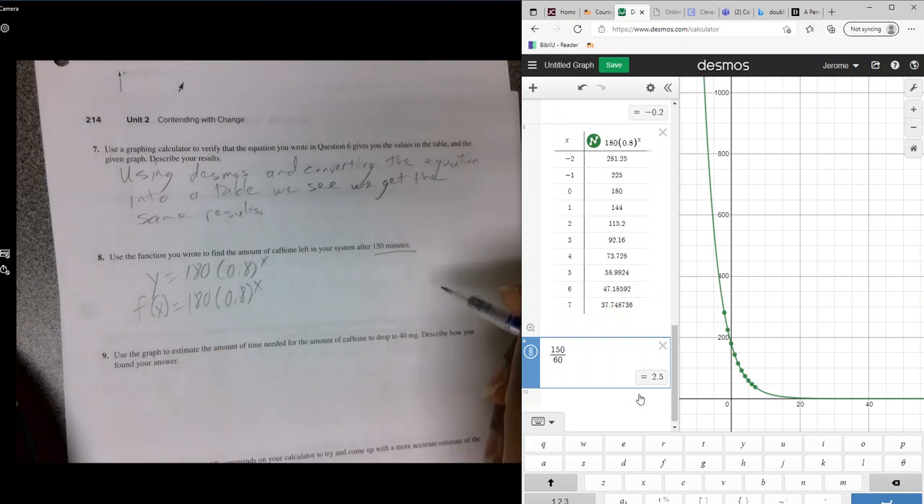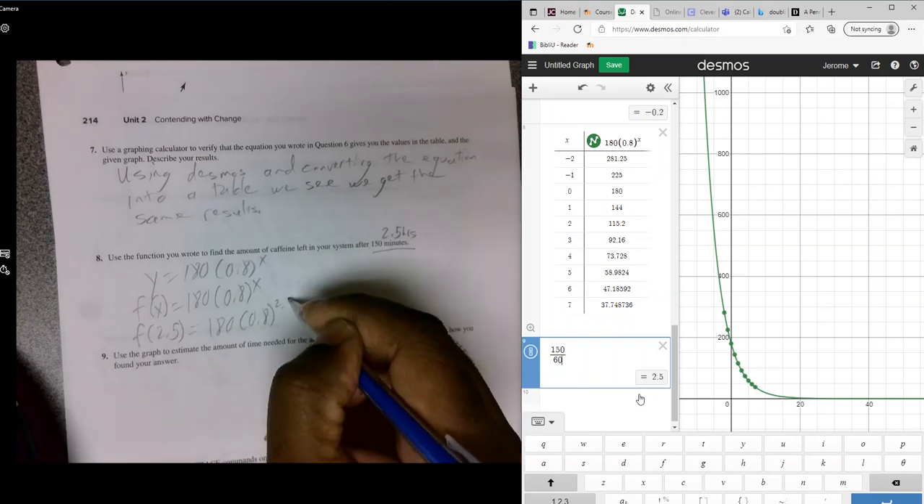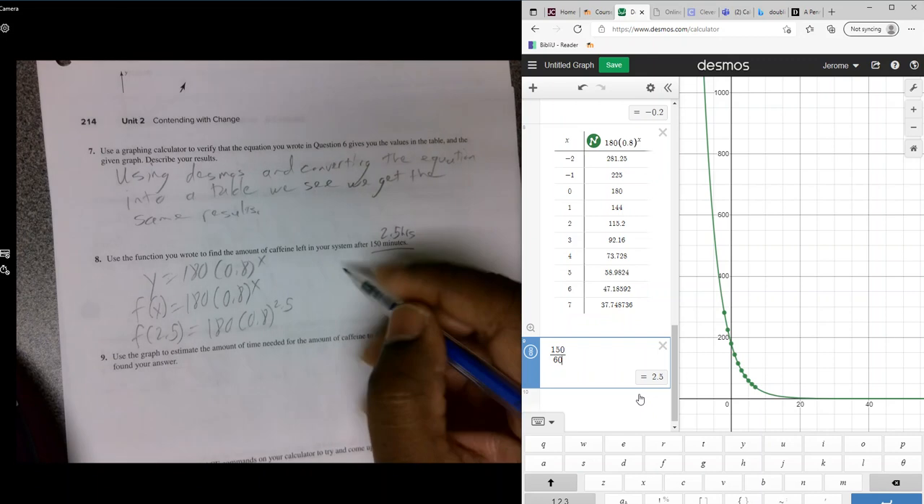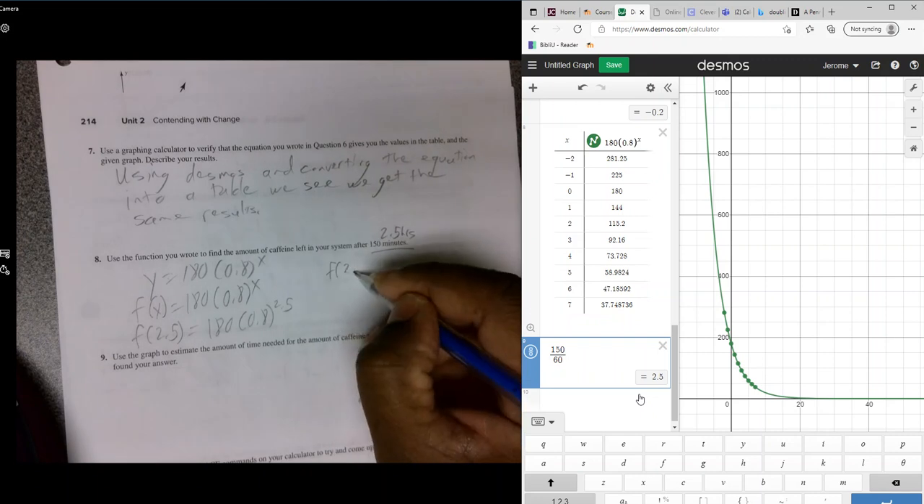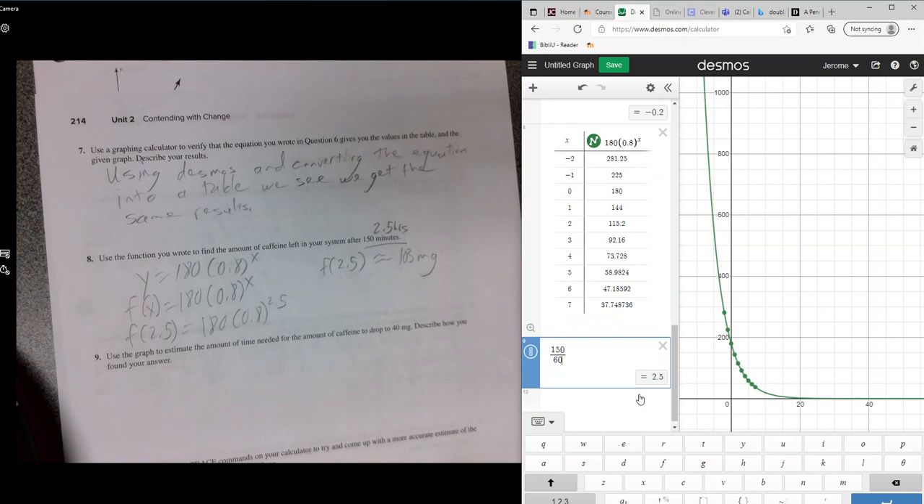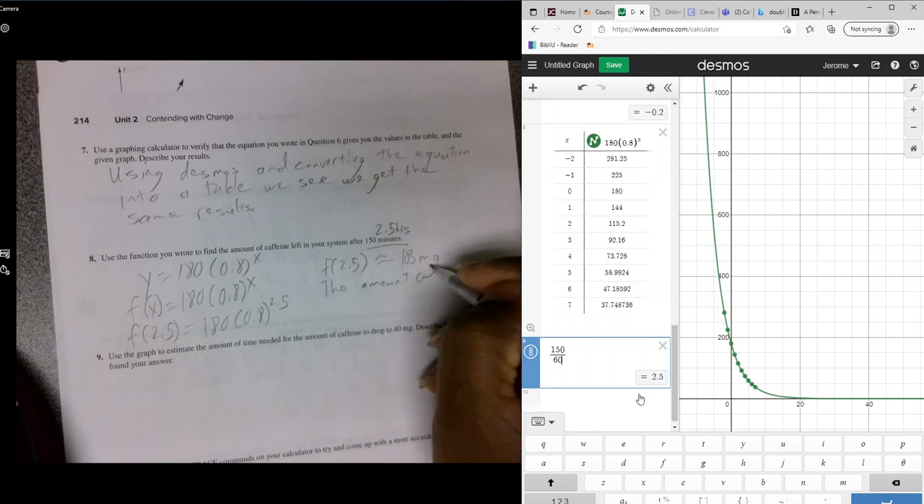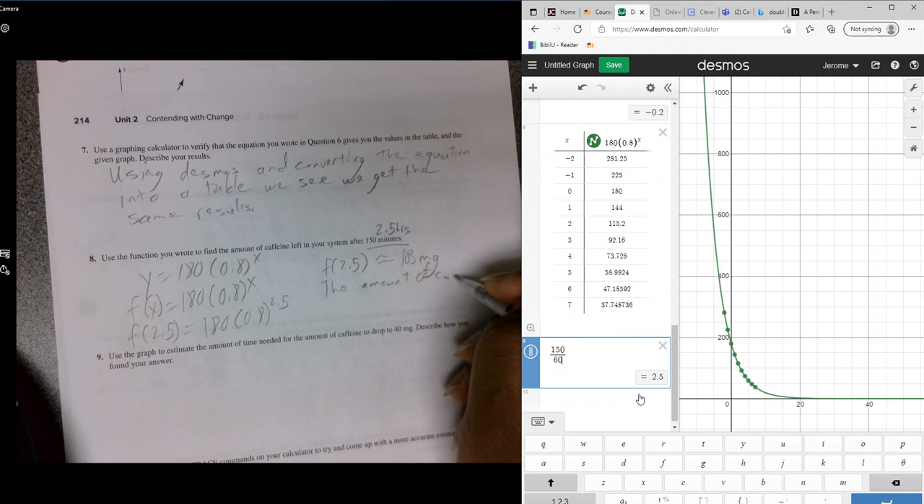When we put this in our calculator, after 2.5 hours or 150 minutes, this will give us approximately 103 milligrams. So we'll say the amount of caffeine left in your system is 103 milligrams.